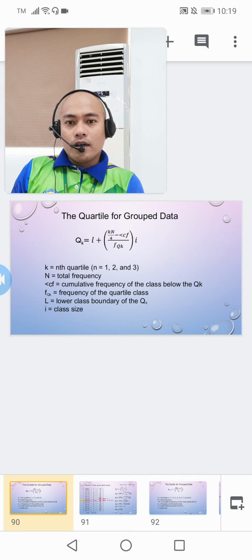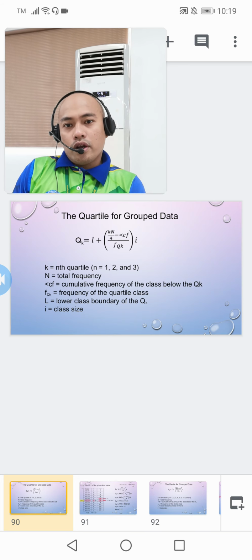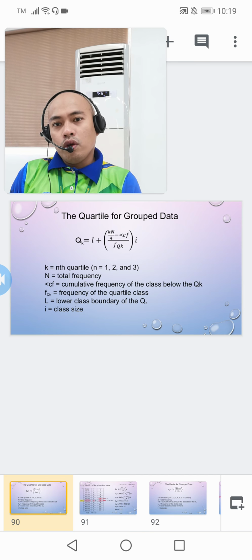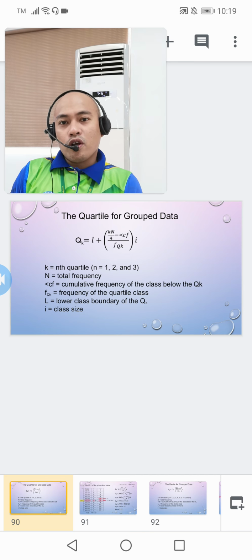So it is given by the formula L plus the quantity small letter k multiplied by capital letter N all over 4 minus less than CF, or less than cumulative frequency, all over the frequency of the quartile class multiplied by your i. So this will be used when we want to find out the specific quartile value in a particular group distribution. Okay? So, as what I have presented, k refers to the nth quartile.